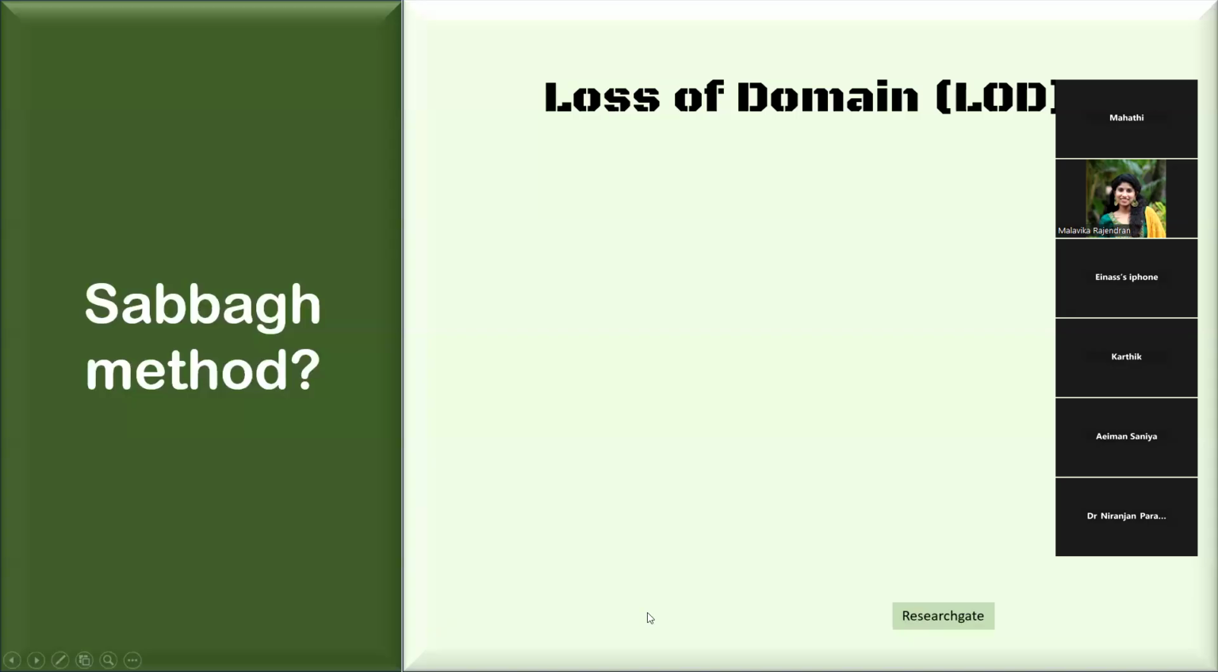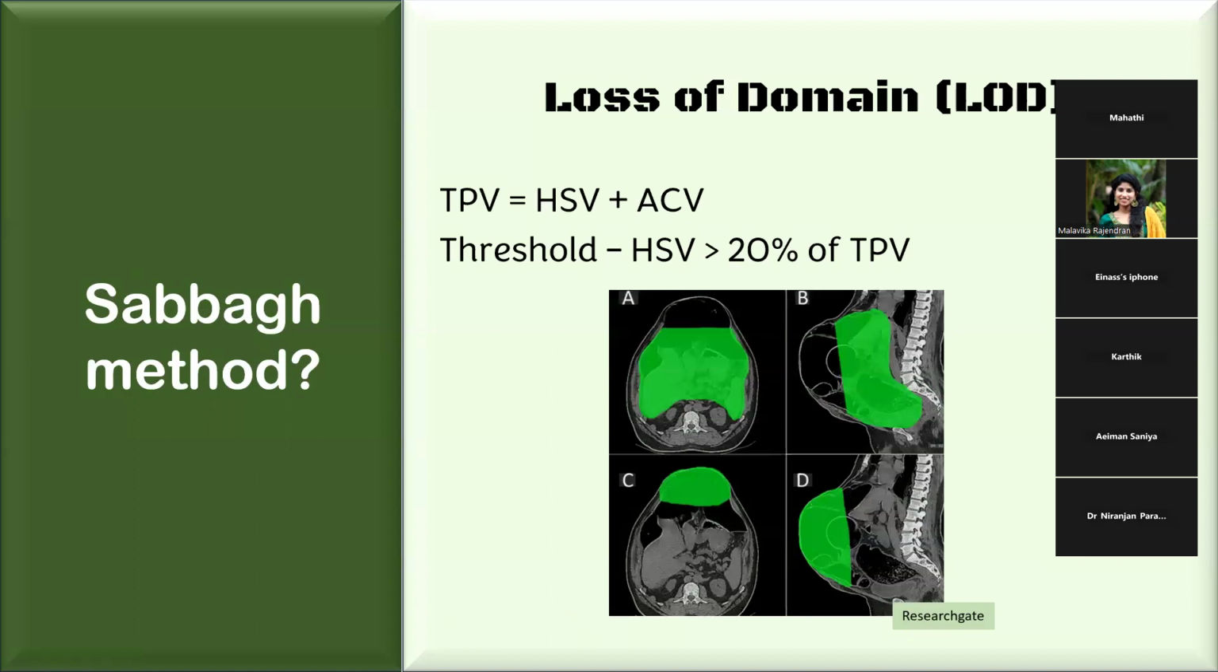What is the Sabag method? Anybody? Nikita? Sir, here the calculation is done to the hernial sac volume to the total peritoneal volume. So the ratio changes here, sir. It goes from 20% to 25%. You're right. Total peritoneal volume is the hernial sac volume plus the abdominal cavity volume, and the threshold is considered 20%. If the hernial sac volume is more than 20% of the total peritoneal volume, then you have to have some kind of abdominal component separation. So these are the two main ones.